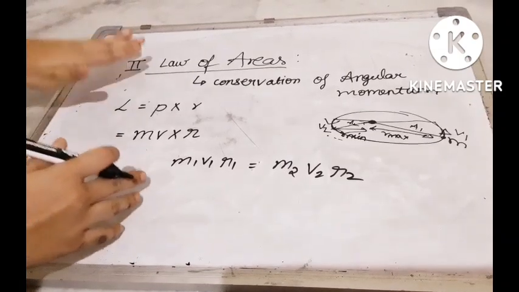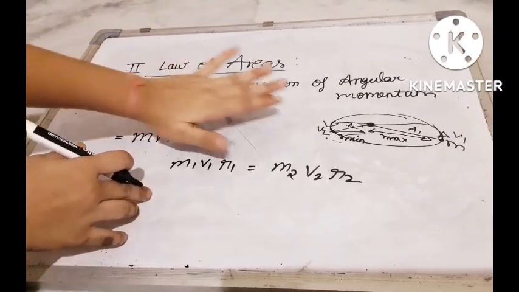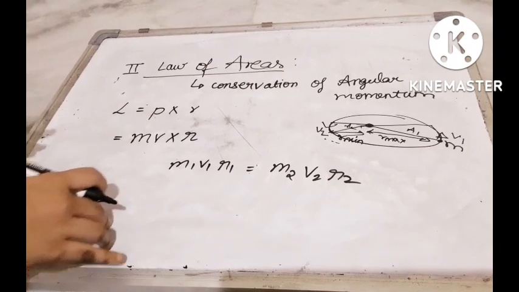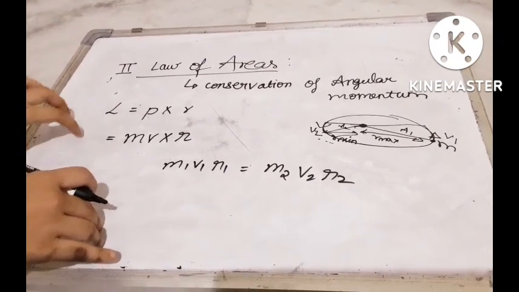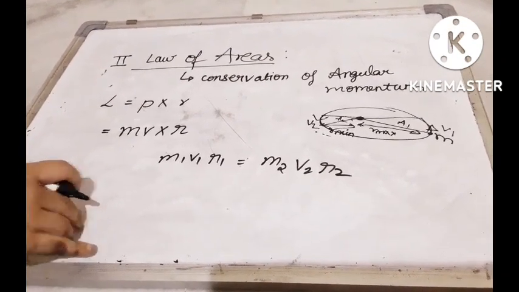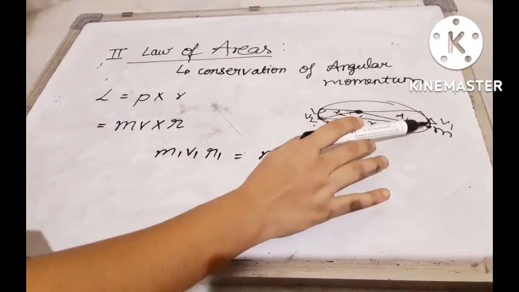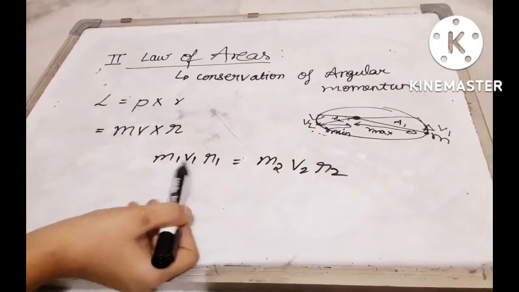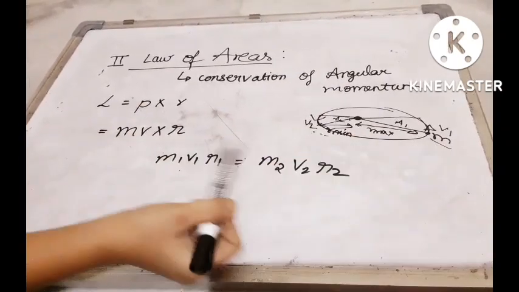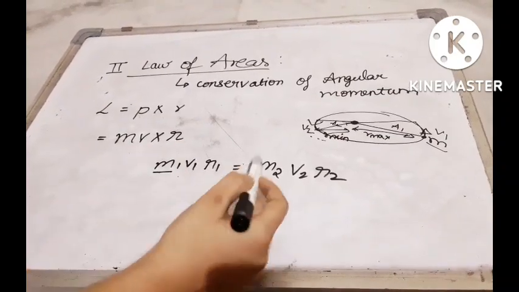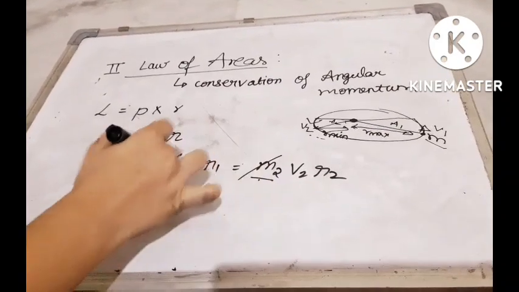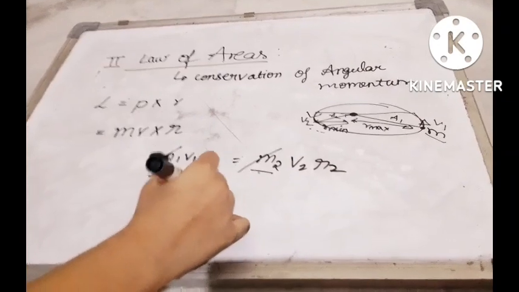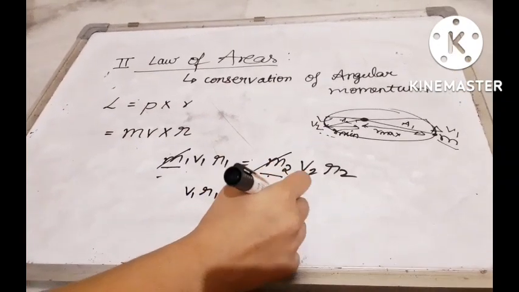I will explain again. See, the law of area says that it's conservation of angular momentum. It says that in the same time the same amount of area is covered. Now if I am taking this m1 v1 r1, the mass of the planet is going to be the same. If I take mass on both sides, both are going to be the same and get cancelled. So v1 r1 is equal to v2 r2.